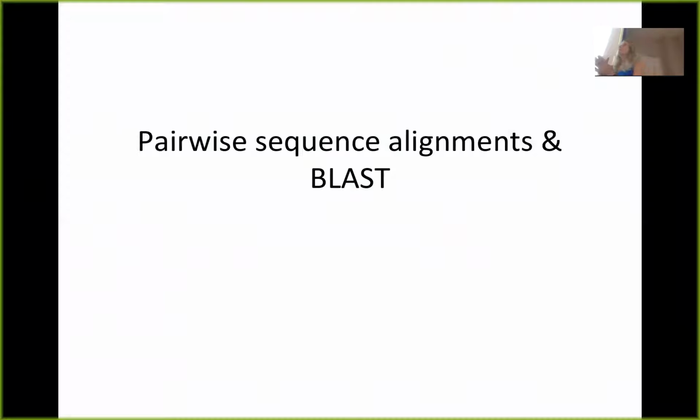Okay, how many people in this class have used BLAST or are familiar with BLAST? Most people. Okay, that's very good news. I am still going to go through some of the basics. If you have any questions, let me know. I can also point you to more readings about BLAST.